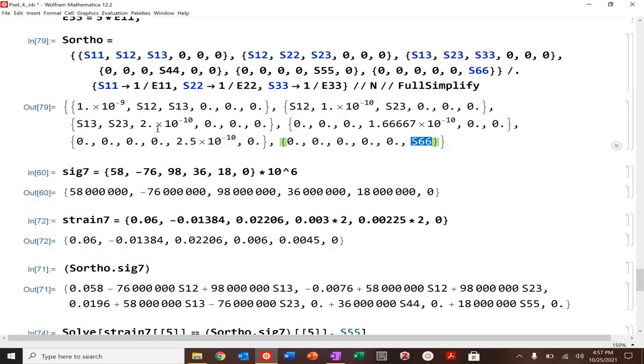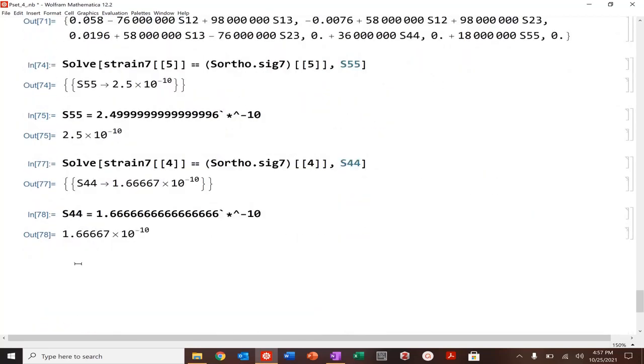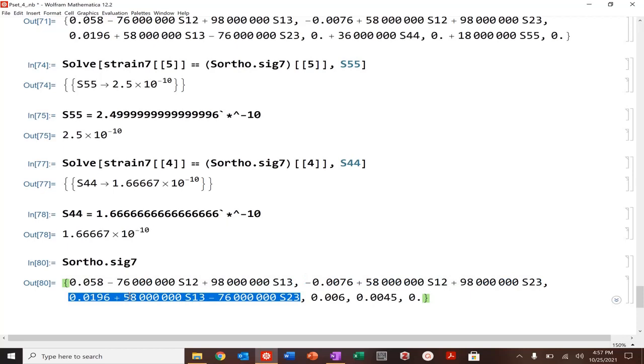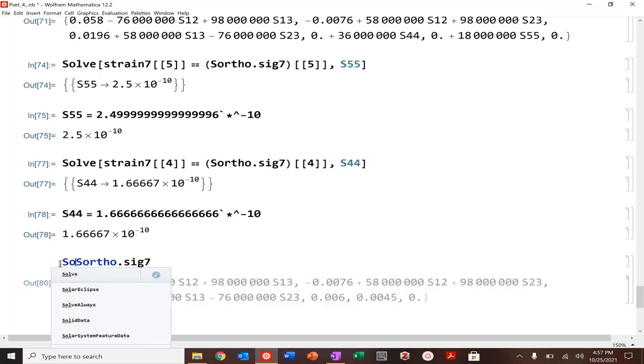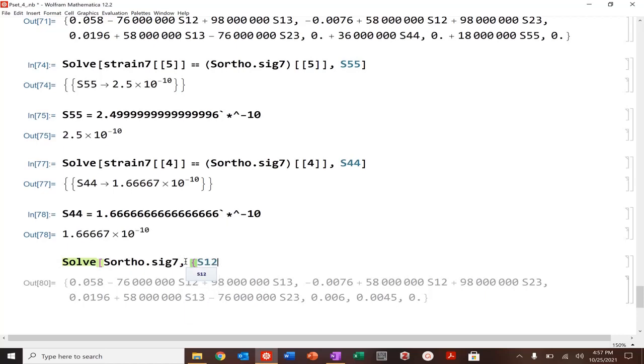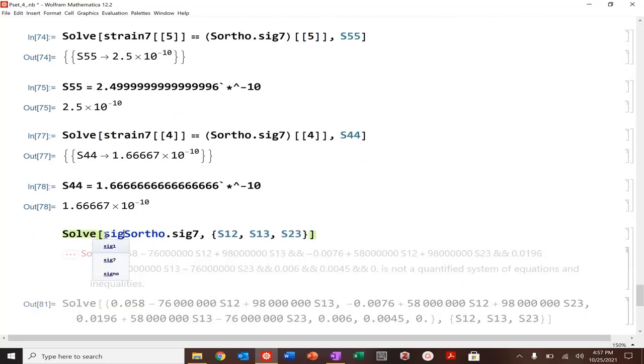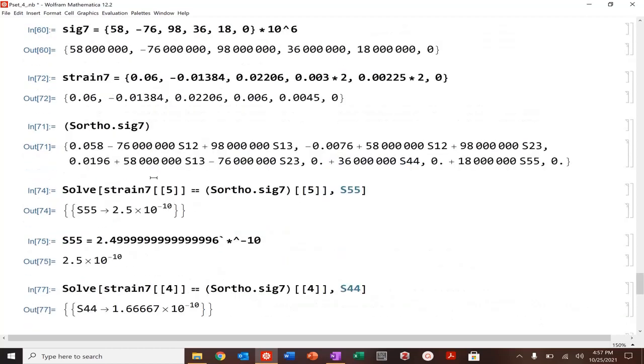So I still don't know what S66 is. Now I need to figure out, okay, I've got 3 unknowns. But luckily, if I look at S ortho dot sigma 7, I've got 1, 2, and 3 equations here that lead me to my 3 unknowns. So I could solve this for S12, S13, S23. Can I solve all those? Oh, I need to set this equal to strain, what did I call it? Strain 7.